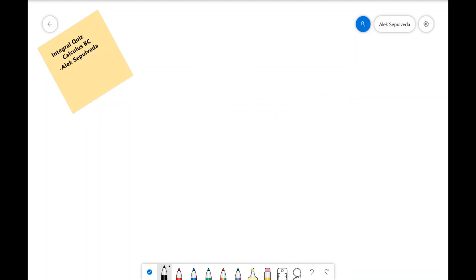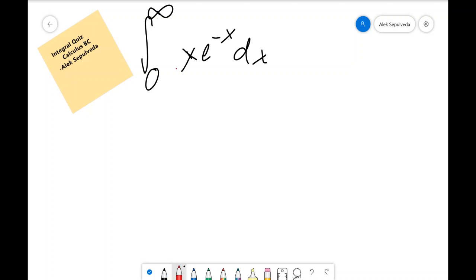We are given the expression, the integral from 0 to infinity of x e to the negative x dx. So, because of this finite term and this infinite term, and talking in terms of differentiation and integration, we know that this is going to be by parts. So let's start by doing tabular method.